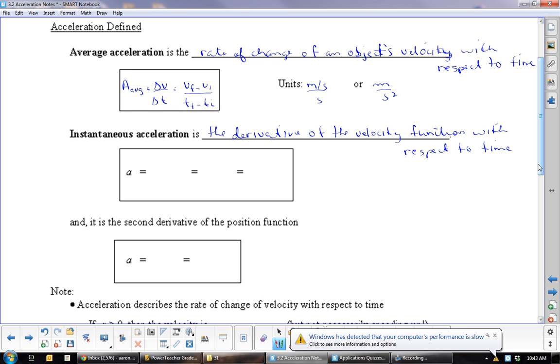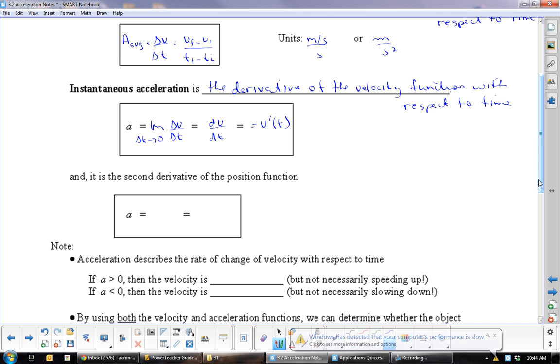Now, when it comes to instantaneous acceleration, we want to do the limit. So the limit as delta T goes to 0 of delta V over delta T. Now that looks like an average acceleration. But if we take our delta T and get it closer and closer to 0, we will be getting dV over dt, which is V prime of t, the velocity. So remember, as we get that change in time smaller and smaller, we get closer and closer to an instantaneous acceleration.